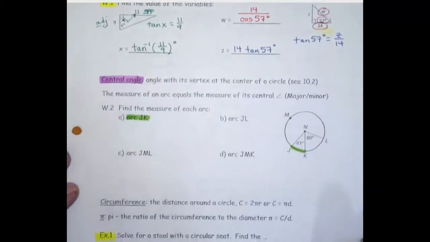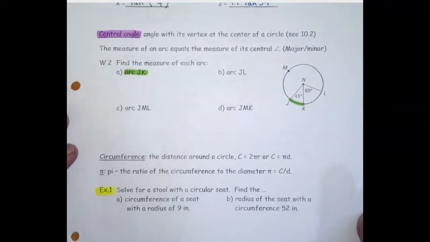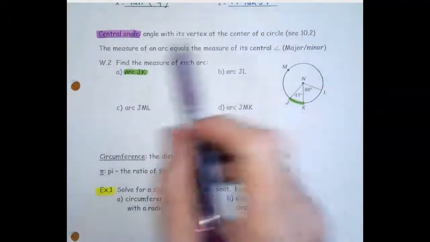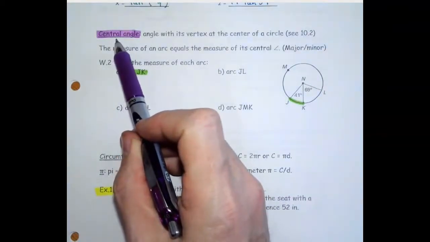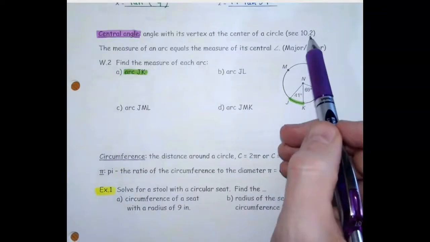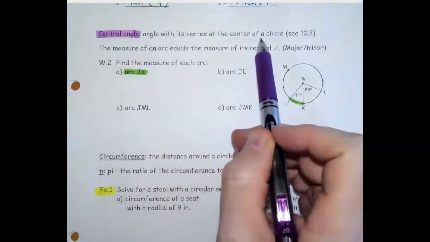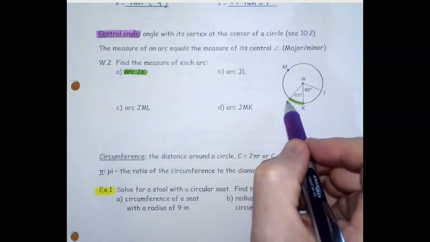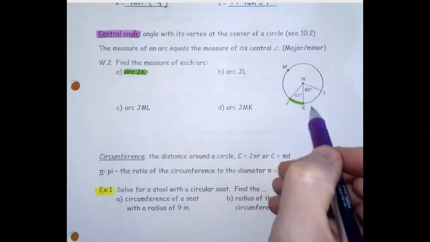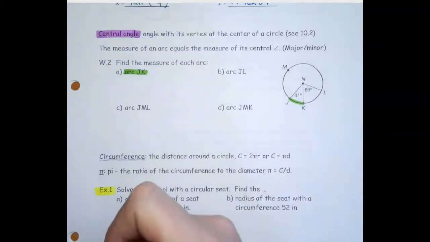Okay, so a couple things here. Central angle. We skipped chapter 10, but if you need to see some more about chapter 10, about central angles, you could go back to chapter 10. But it's pretty simply an angle with its vertex at the center of a circle. So if we look down here, here's a central angle, angle JNK, and angle KNL. That's a central angle also.